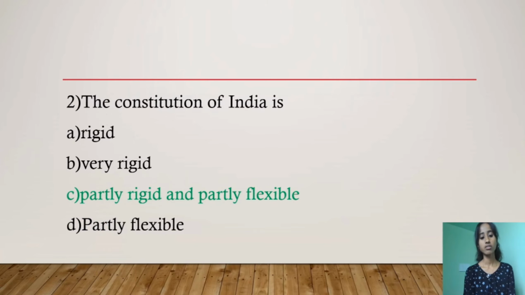And now the second question is, the Constitution of India is option A rigid, option B very rigid, option C partly rigid and partly flexible, and option D partly flexible. And the right answer is partly rigid and partly flexible.